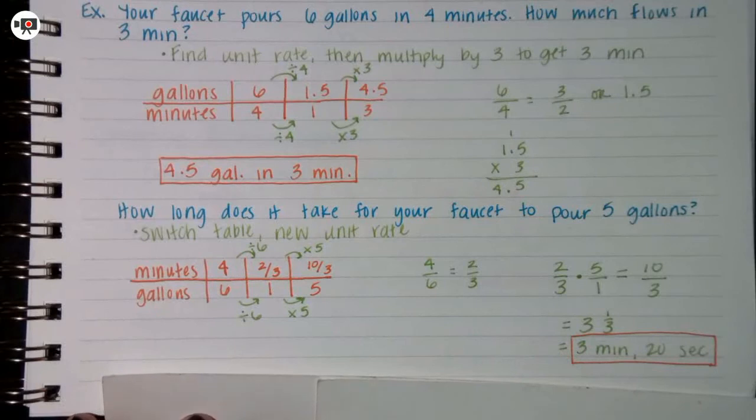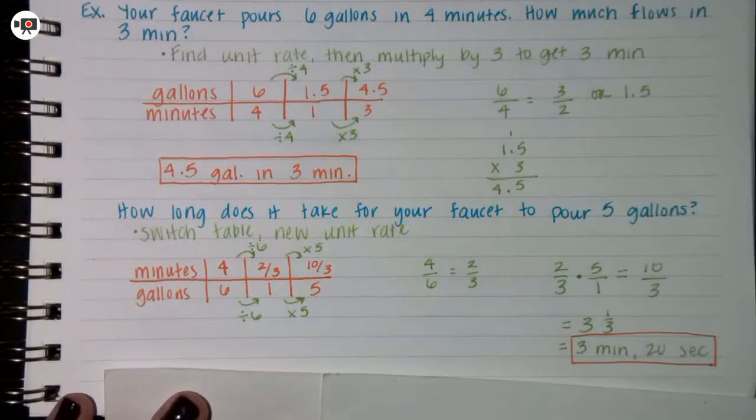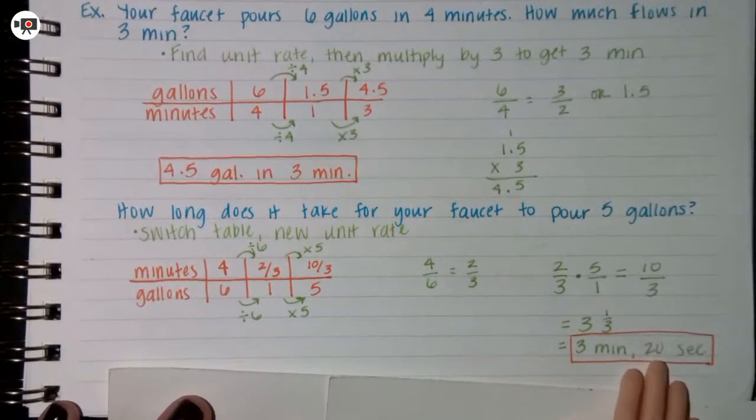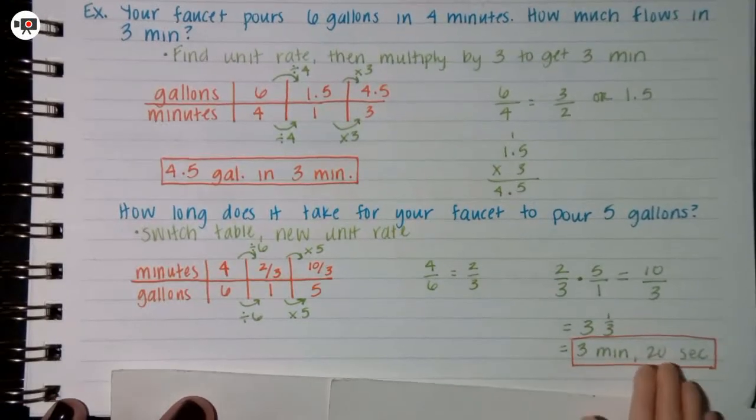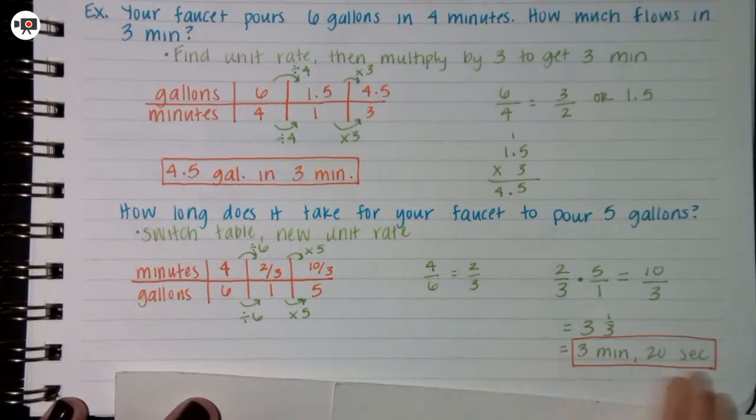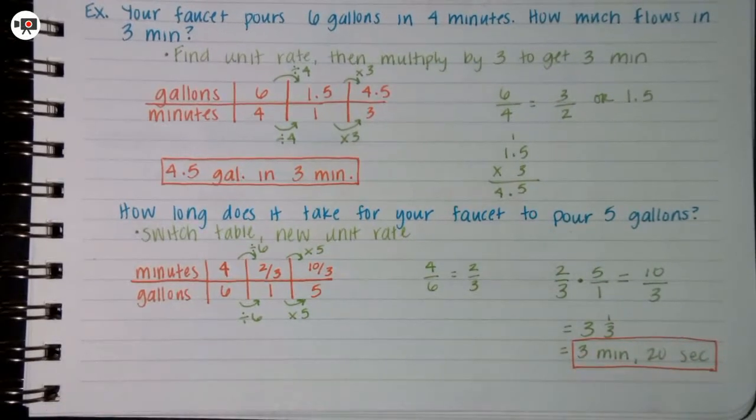because if I were to tell you 10/3 minutes, that doesn't really make sense. We don't know what that is. We don't talk about minutes in fractions, let alone improper fractions like that. So we would put it into a mixed number and say 3 minutes, 20 seconds. A minute is 60 seconds, and 60 divided by 3 is 20, so that's how we get the 20 seconds. So 3 minutes, 20 seconds for 1 gallon.